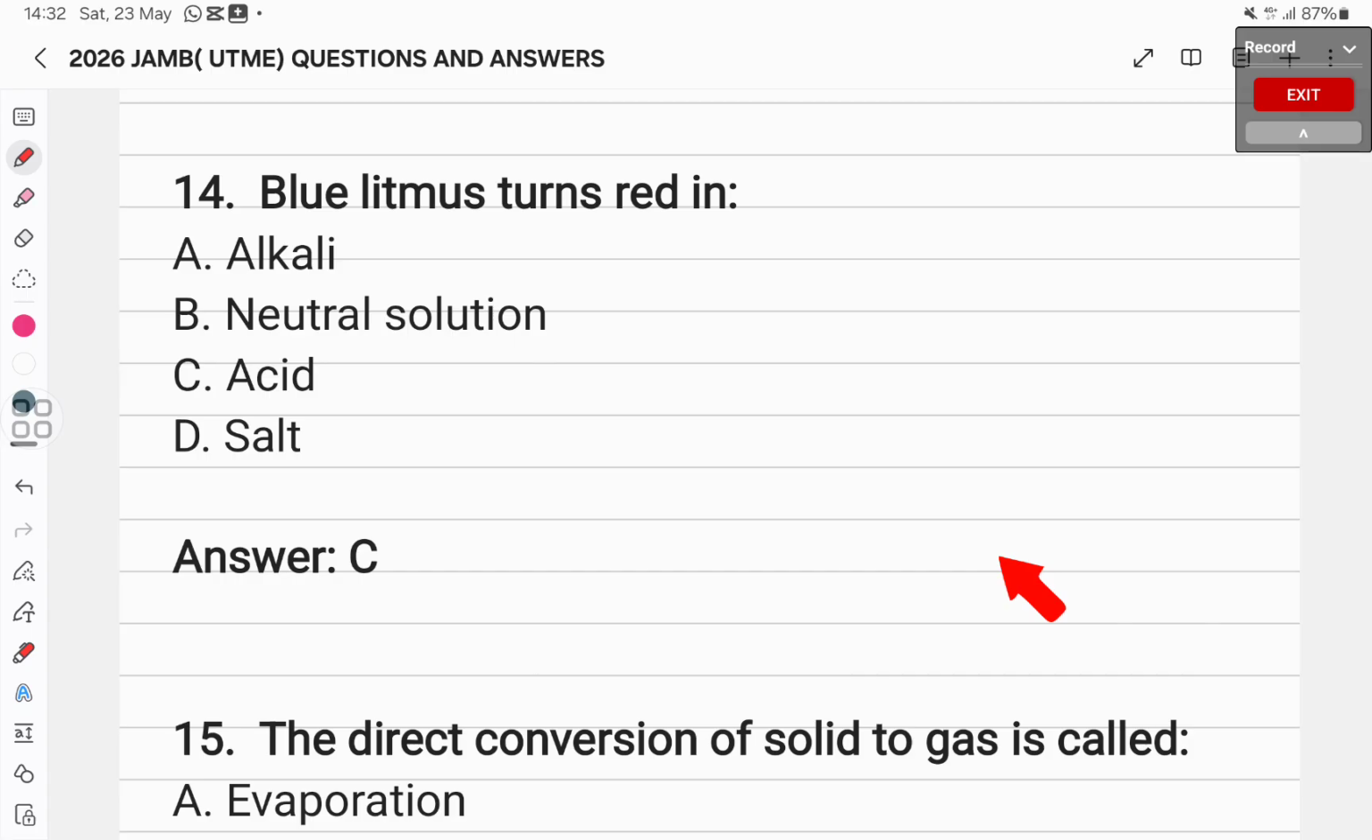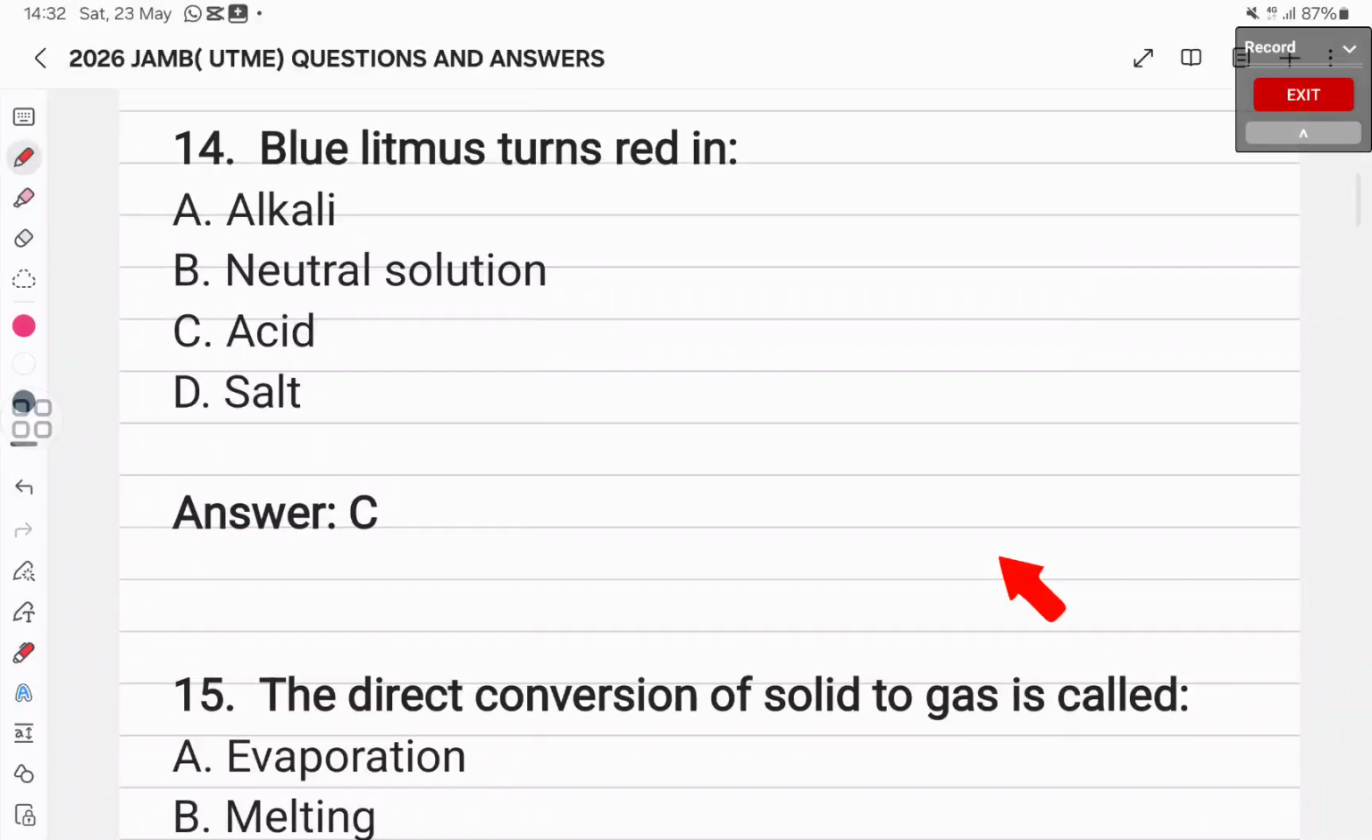So if you are trying to identify an unknown solution by using litmus paper, you dip the blue and the red at the same time. The one that changes color will determine what that solution is. If I dip a blue litmus paper into an acid, it will turn red. If I dip red litmus paper into a base, it will turn blue. But if it is neutral, neither the blue nor the red litmus paper will change. That shows it is neutral.